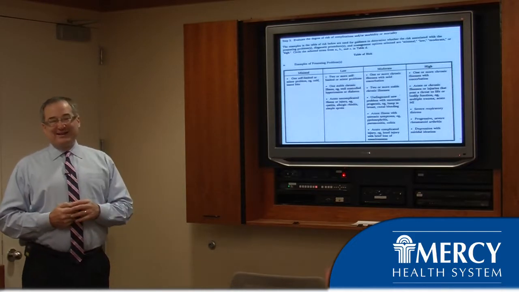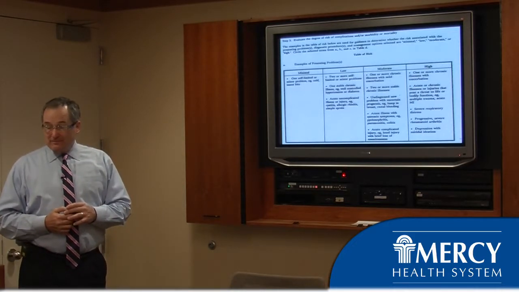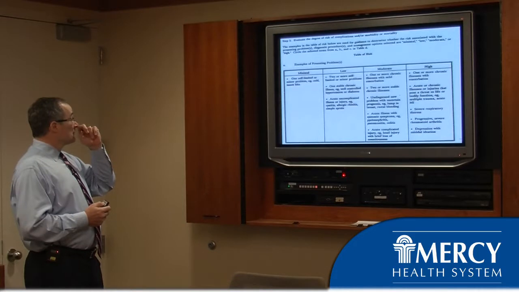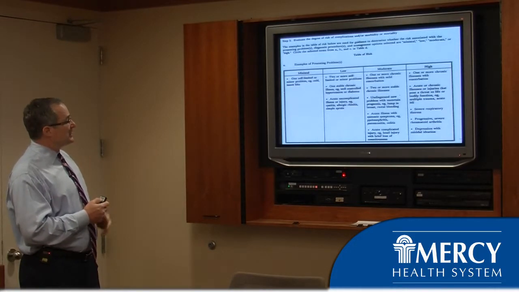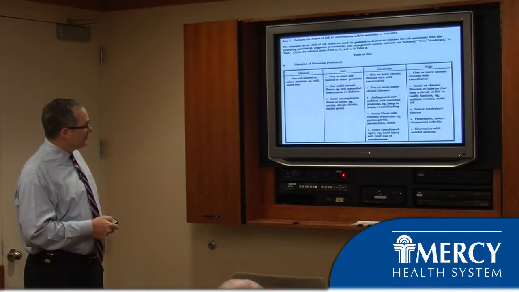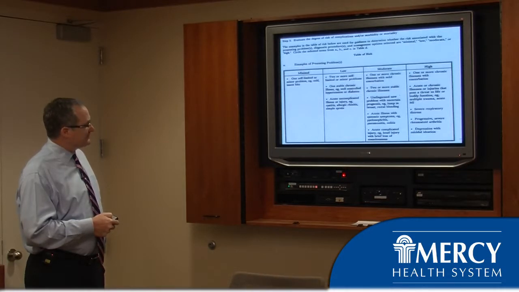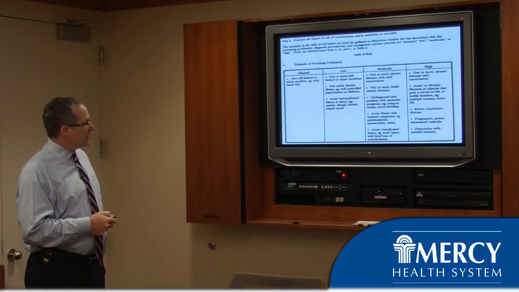Okay, so we were talking about data and points. Now let's talk about risk. Risk of complications, morbidity, mortality. So here's our risk table. There are 3 types of risk: risk of the presenting problem, risk of the diagnostic procedure, and risk associated with the management options.